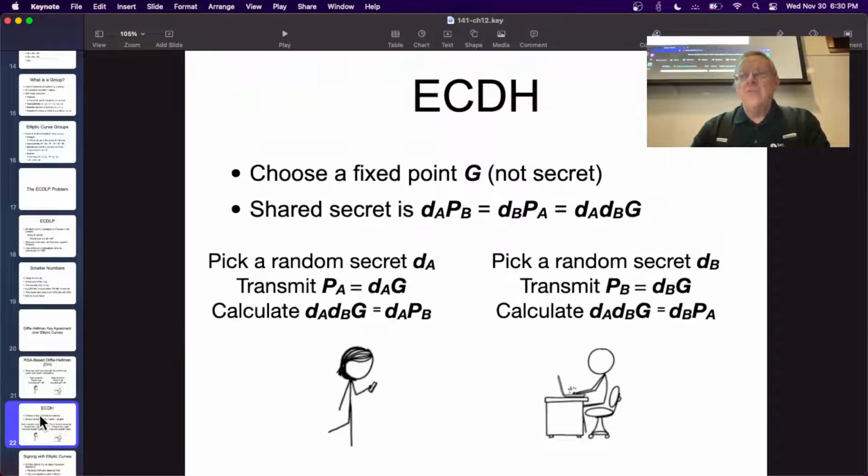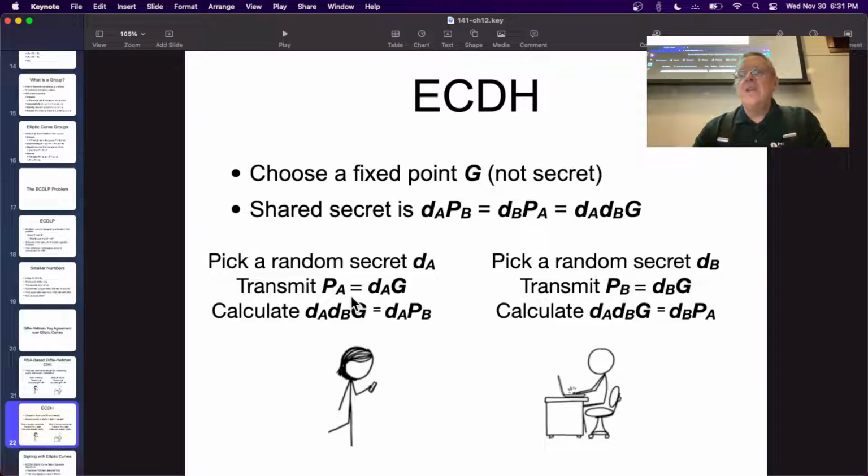In elliptic curves, it's just multiplication. You choose a fixed point G, which is a generator of the group, and now you pick a random number, dA, and multiply G times dA, and that's your public key, PA, which you send over here. And this person does the same thing, secret dB, and calculates a public key, PB. Then you multiply your secret key times the other person's public key, and you get this quantity, dA dB G, and the person at the other end gets the same thing.